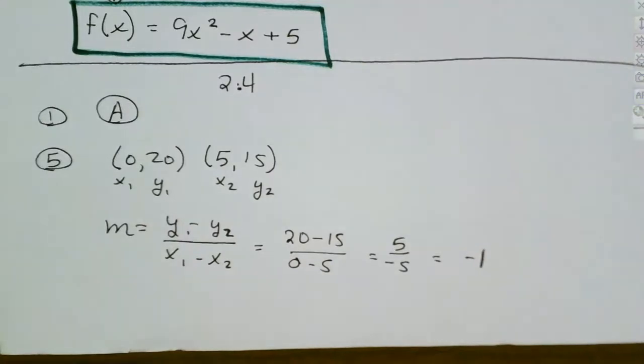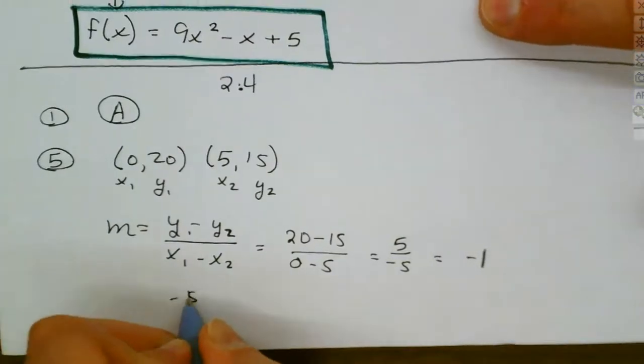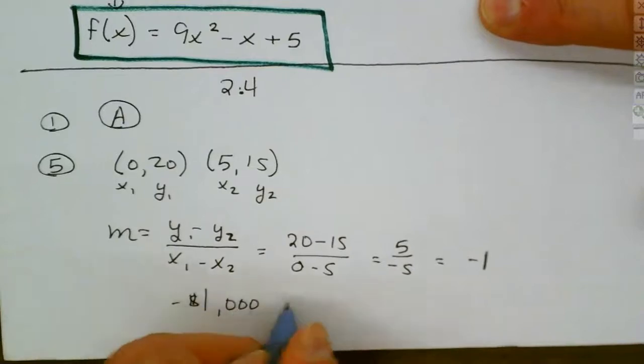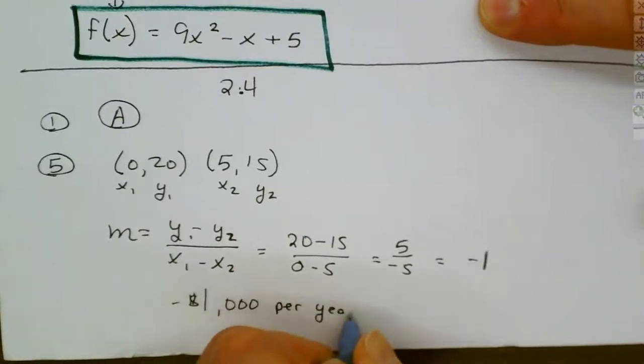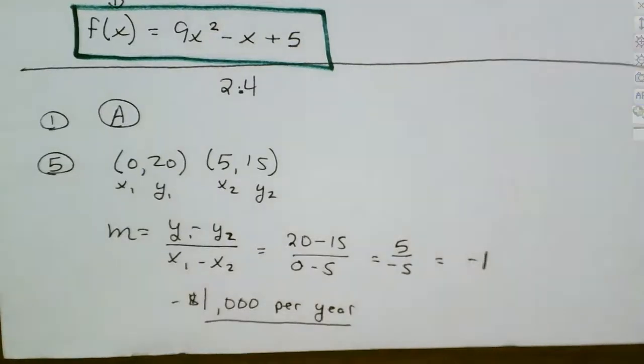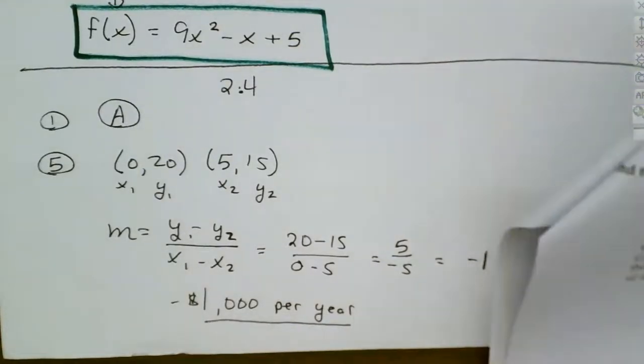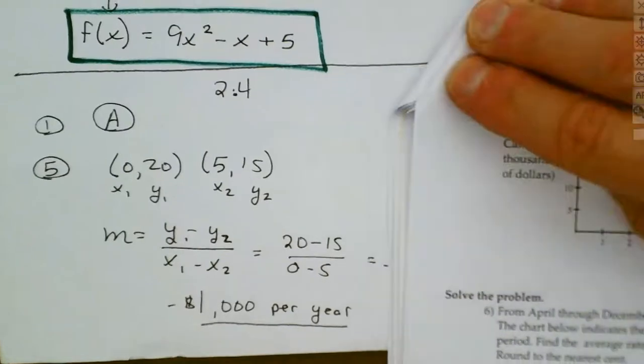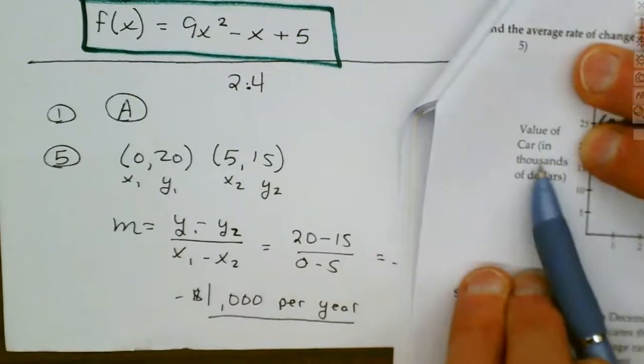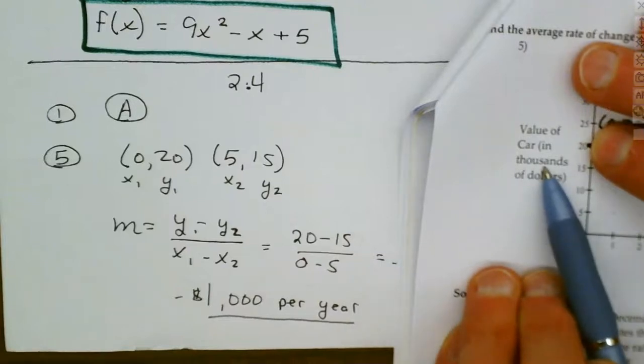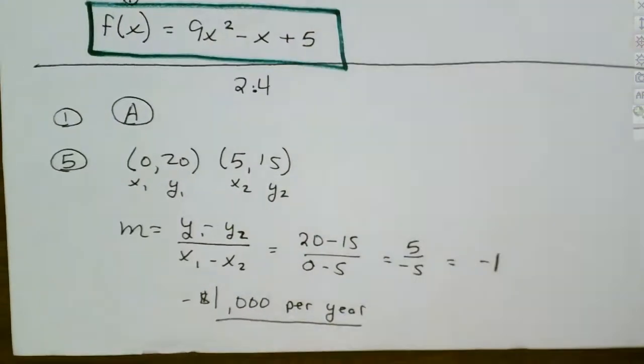And what is our answer going to be? It's not just minus 1. That came out to be minus $1,000 per year. Because why is it $1,000 per year? Because what's the value of the car in? Okay, value of the car in thousands of dollars. So we got our value to be -1. Okay, and that actually means that it's decreasing then what? $1,000 every year. And it's negative because the value of our car is decreasing.